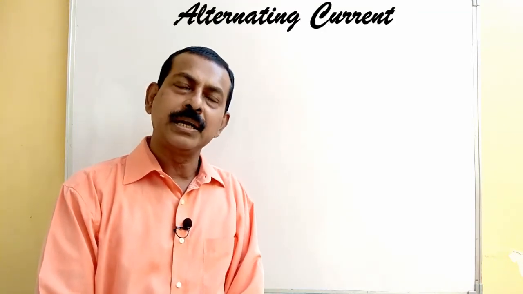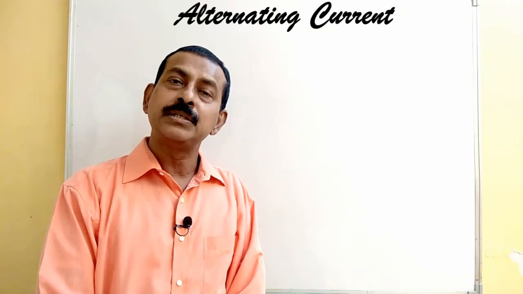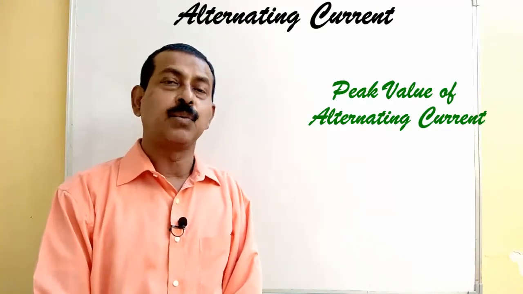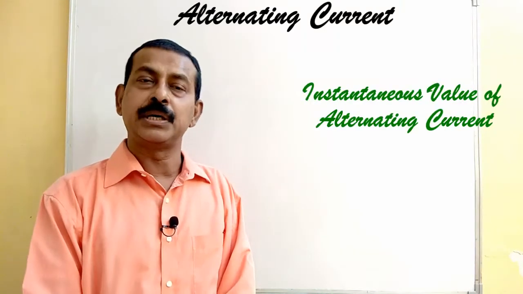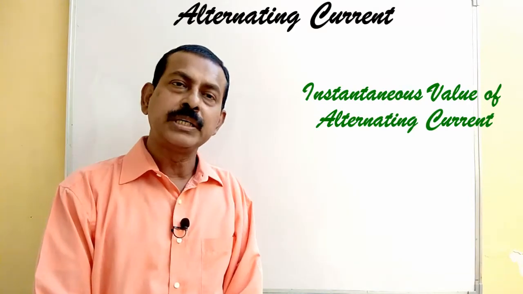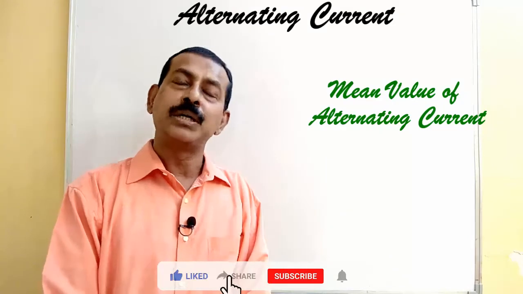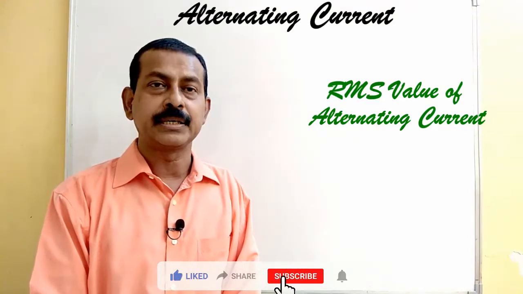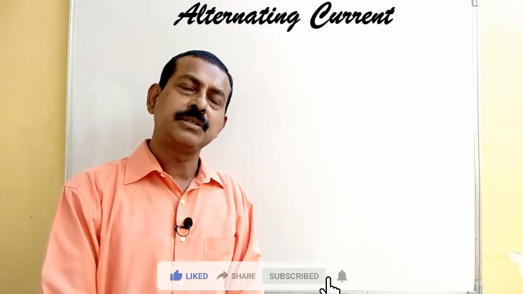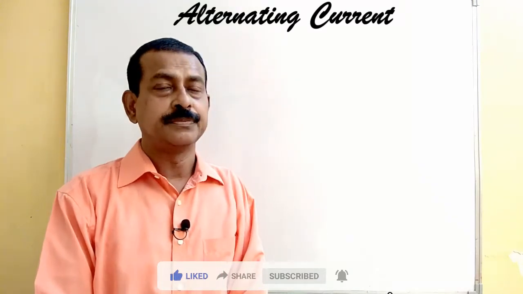Today we are going to discuss alternating current. What is alternating current? What is the peak value of alternating current? What is the instantaneous value of the alternating current? We'll also discuss what is the mean value or average value of alternating current. What is the root mean square value of alternating current? And similarly such terms there with the voltage.